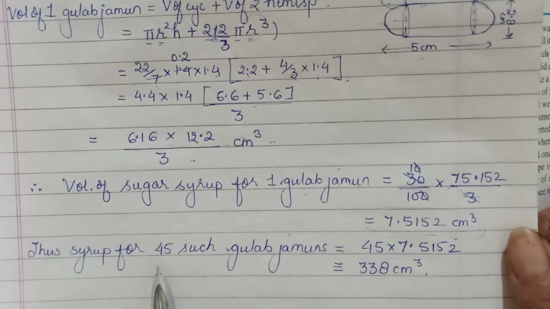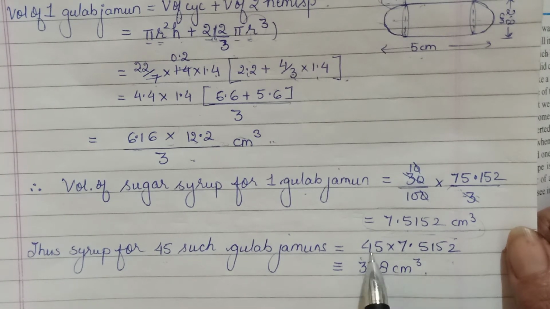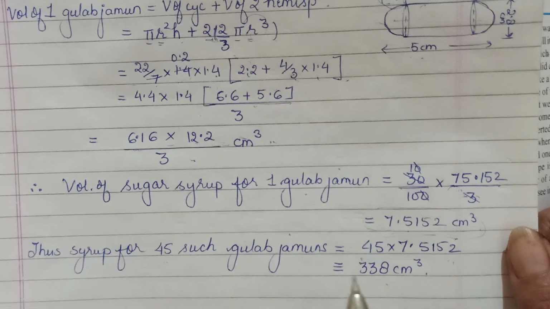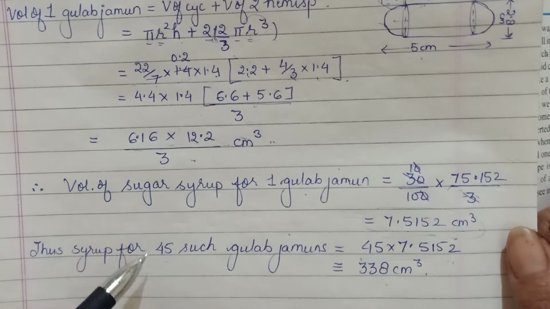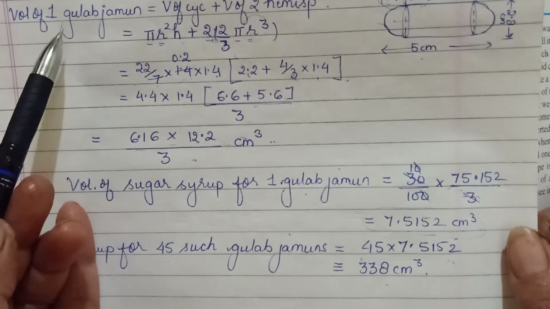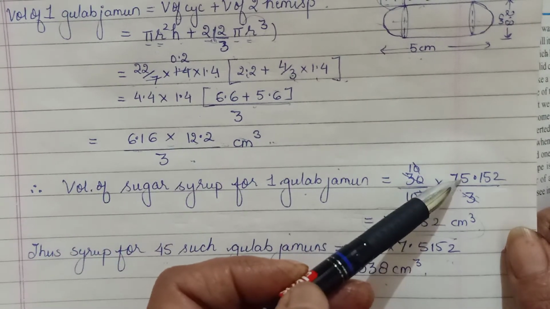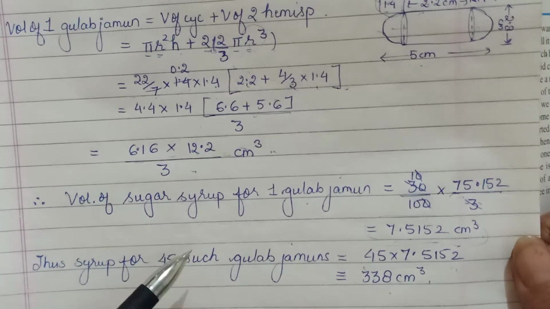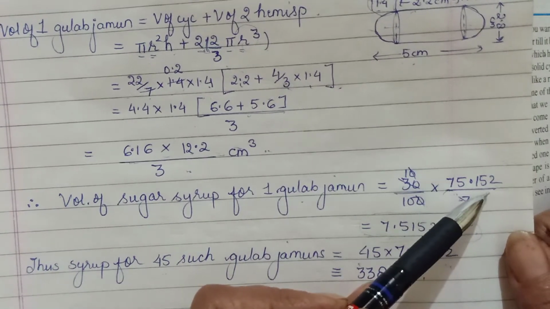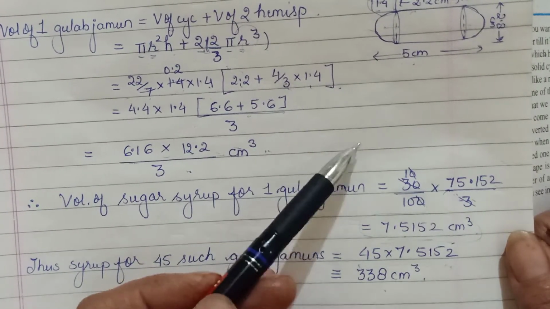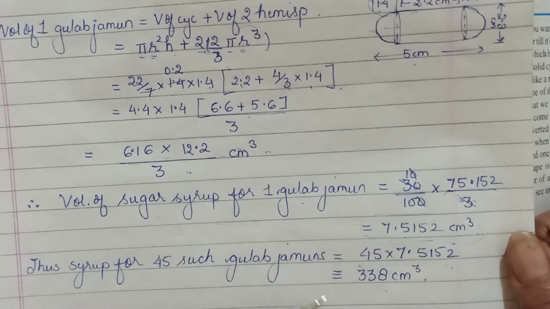Then we had 45 such gulab jamun, so multiply it further by 45. Multiplying by 45, this is the total volume of the syrup required. Okay children, you could have interchanged this also. Maybe you could have calculated first the volume of 1 gulab jamun, then the volume of 45 gulab jamuns is 45 into this much, and then 30% of that volume. So it could be done the other way round too.